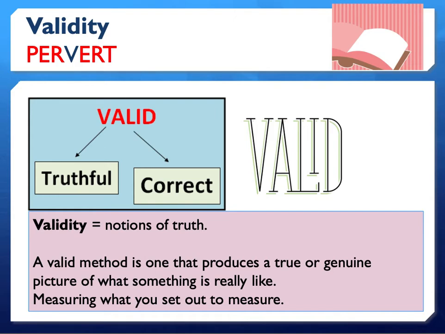V stands for validity. Validity refers to notions of truth. Is the method likely to uncover what is really going on? If it is true to life and accurate, then we can say that this method produces data that is higher in validity. Please note that there are 2 related issues here that may affect the validity of research.